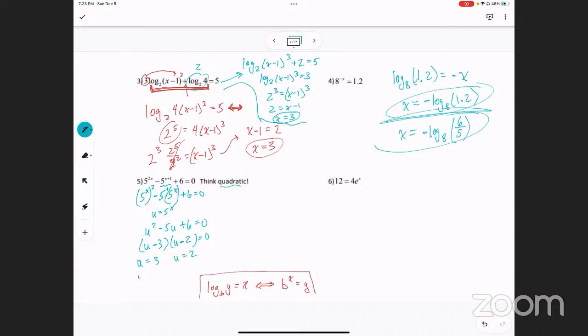And remember, u is just 5 to the x. So 5 to the x equals 3 and 5 to the x equals 2, which means x equals log base 5 of 3, or x equals log base 5 of 2. And those are your two answers.